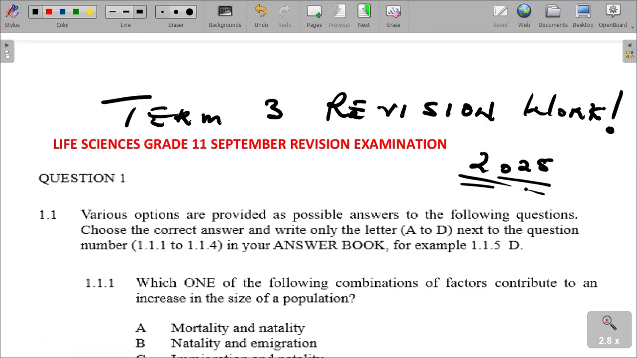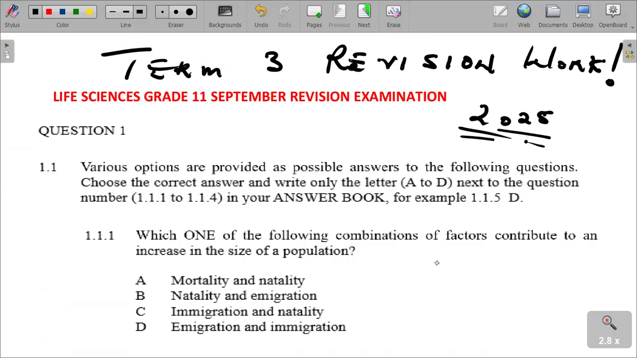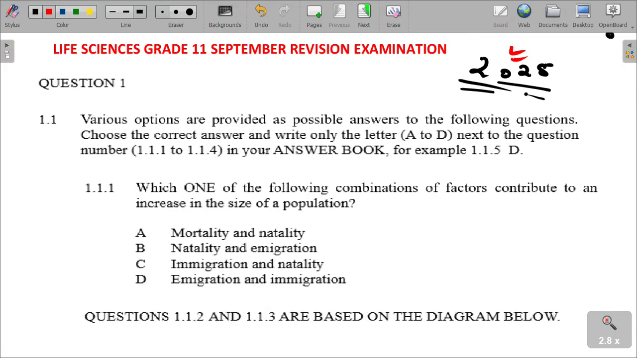So now, this is the September revision exams. Without wasting any time, we want to look at the questions that are attached here. It's 2025. I said it's a revision. It's term 3 work that we are working on. Which of the following combinations of factors contribute to an increase in the size of a population?